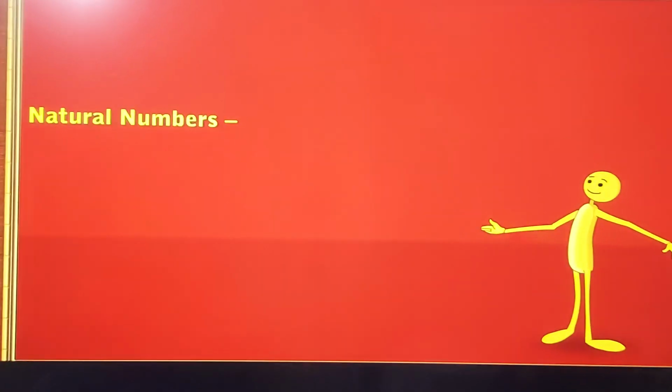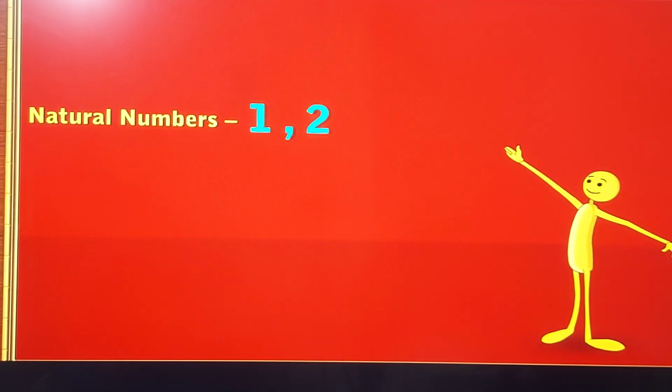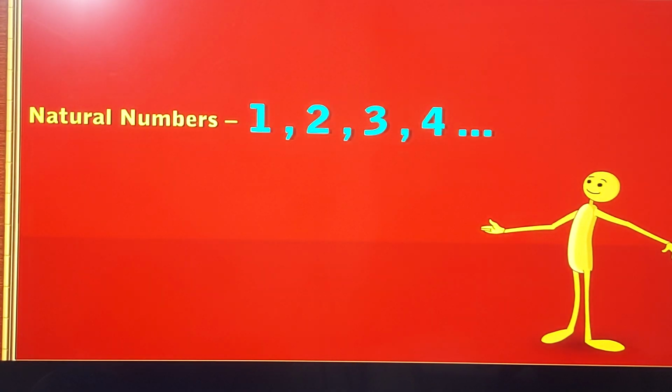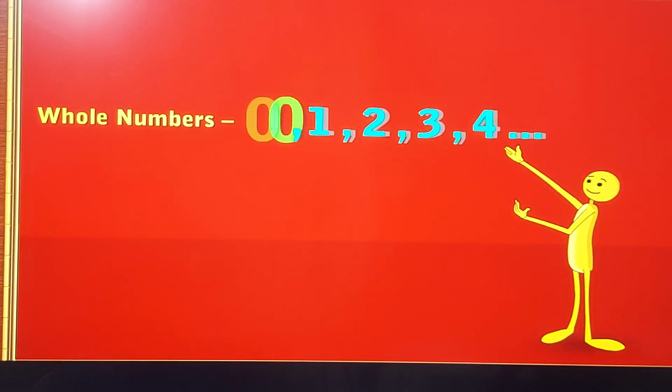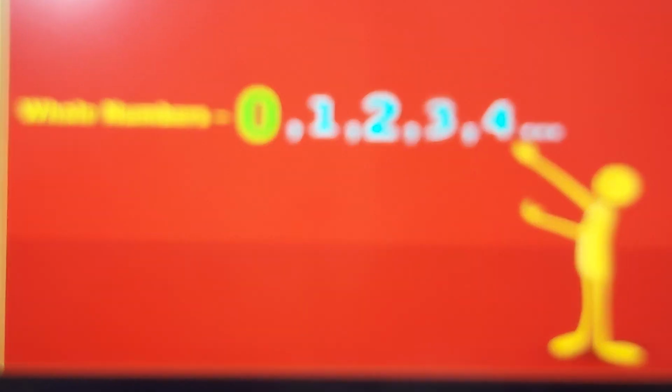The first number to be discovered was natural numbers. That is 1, 2, 3, 4 and so on. If we introduce 0 to the collection of natural numbers, we get a new collection of numbers known as whole numbers. That is 0, 1, 2, 3, 4 and so on.